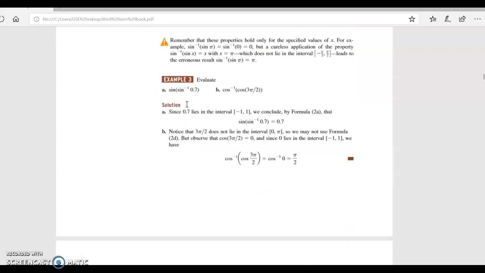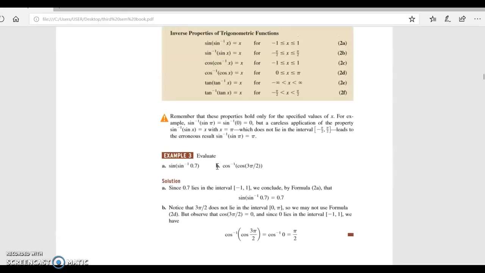Look at this example. Evaluate sine of sine inverse 0.7. 0.7 lies in the interval -1 to 1. What was the domain of sine inverse x? The domain of sine inverse x is -1 to 1. So 0.7 lies in the interval -1 to 1, so sine of sine inverse 0.7 is equal to 0.7.